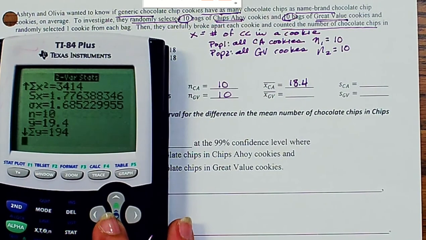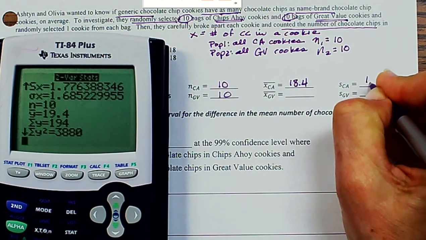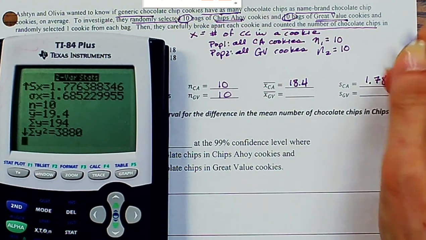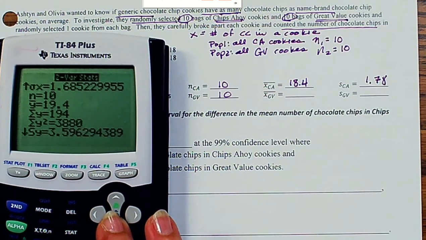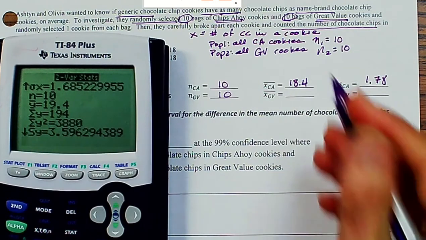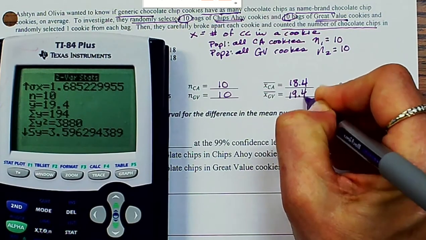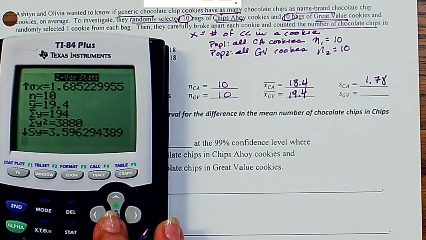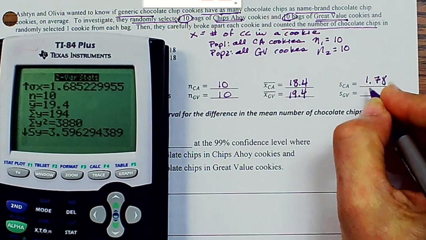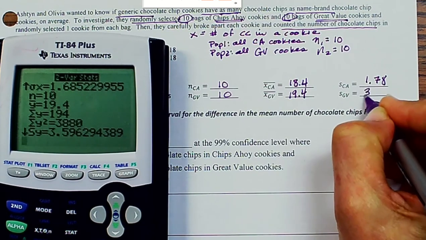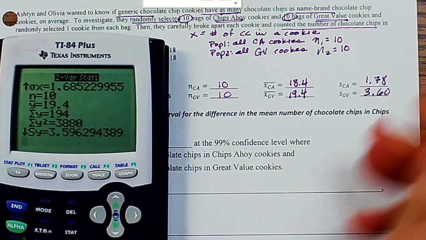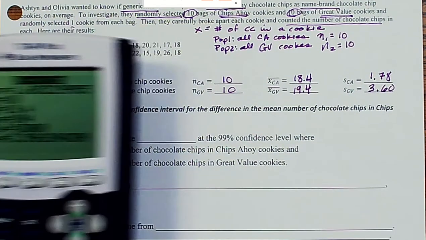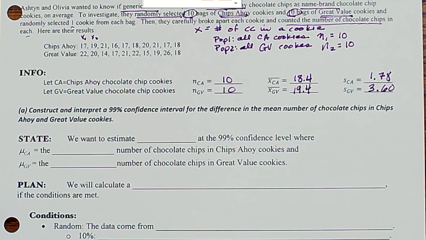Scrolling down, Sx is 1.776, so I'm going to call that 1.78. If I continue down, I have a y bar, which is 19.4. That's the mean number of chocolate chips for my Great Value cookies. And the standard deviation for that, at the bottom of the screen, is 3.59. We'll round that to 3.60. So I have the sample mean and the sample standard deviation from each set of cookies.